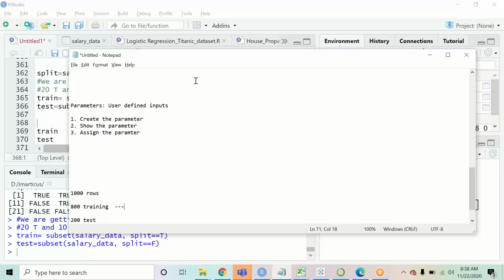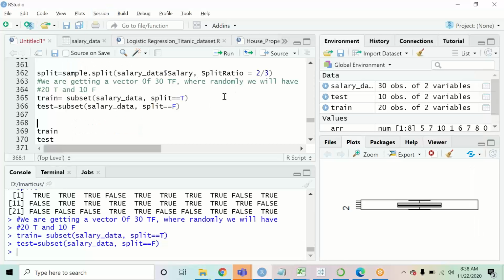If I change the split ratio to, suppose, 1 by 3, now 1/3 of the rows will have true and 2/3 will have false. I can change the condition there, because in the training I want more rows, so I will keep false over here and true over here. The idea is just to have more rows in the training data set. So according to that, I have changed it to false over here.